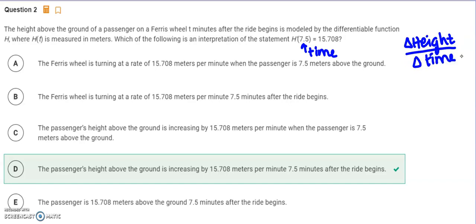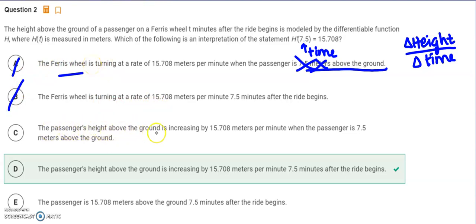We would be talking at a specific instance. So the Ferris wheel is turning at a rate of 15.70 meters per minute when the passenger is 7.5 meters above the ground. Well, 7.5 is an input, which is a time. So 7.5 does not represent meters, so that's out. The Ferris wheel is turning at that rate per minute, 7.5 minutes after the ride begins. Well, this function is not talking about the Ferris wheel turning, right? This is talking about the passenger's height, so that's out, which is also a reason maybe why A should have been out too, but other reasons to throw it out as well.